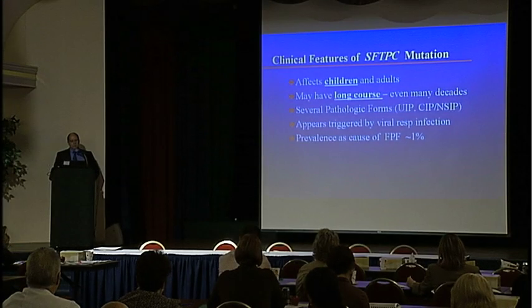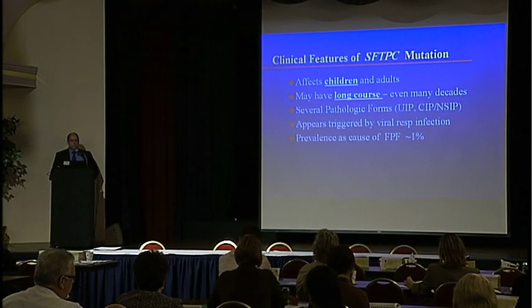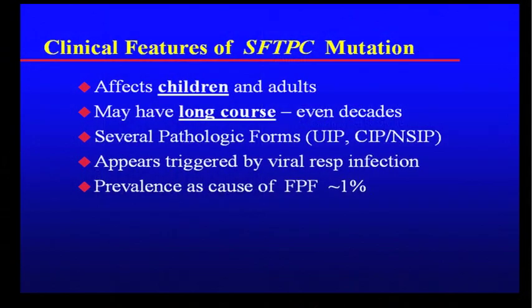So just to summarize that specific genetic defect, it affects children and adults. It may have a long course, even many decades. And as I mentioned in the overall study from Dr. Steele, there are many different forms, UIP, CIP, and SIP.